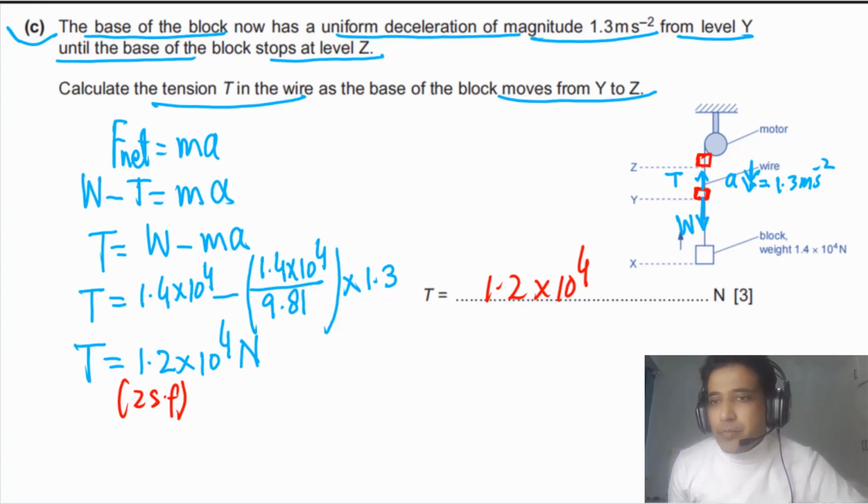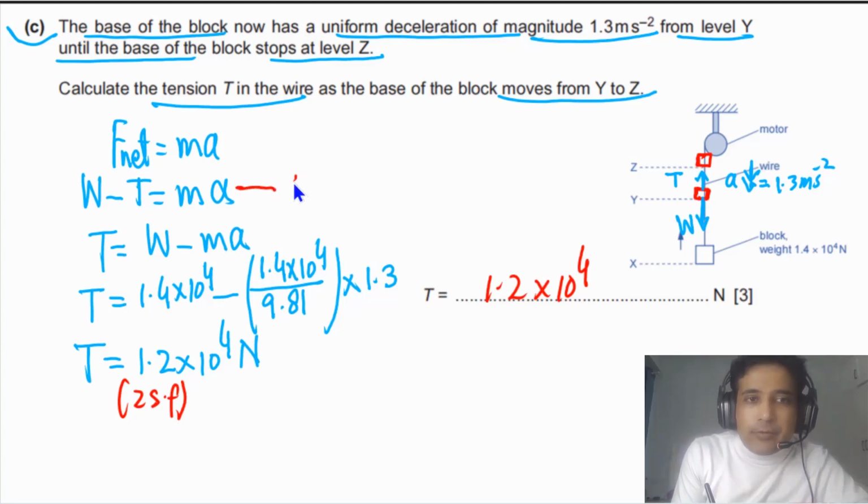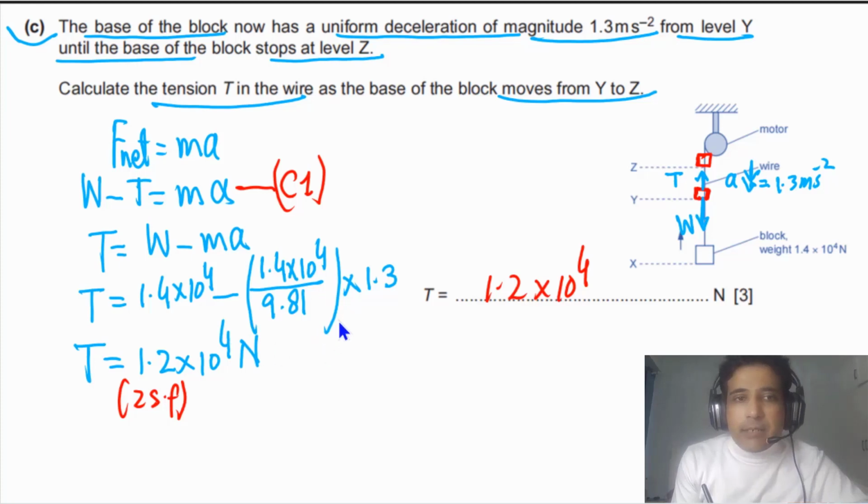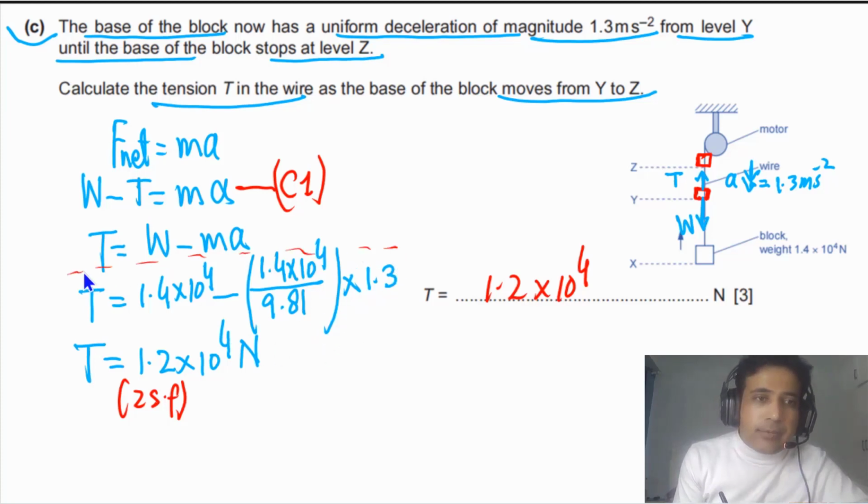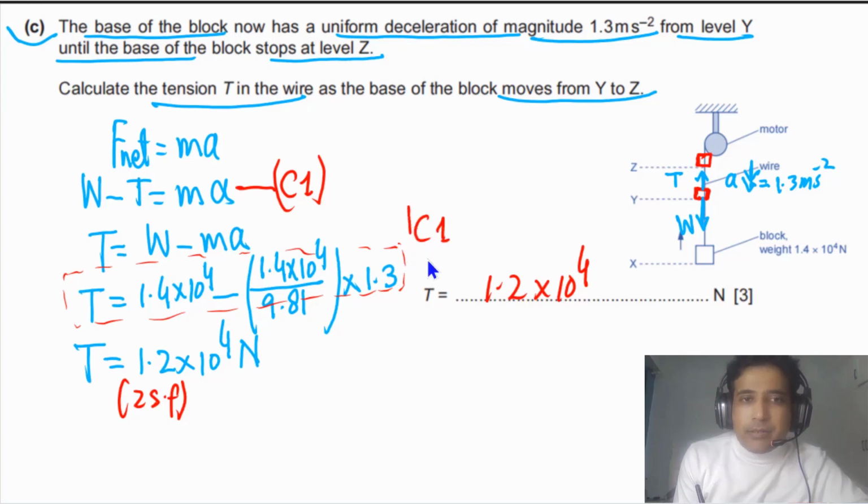And this question has 3 marks. You will get the first mark if you have written this one. So you will get 1 C mark. And the second mark you will get if you have written this second step. You will get the second C mark. And the last mark is the answer mark.